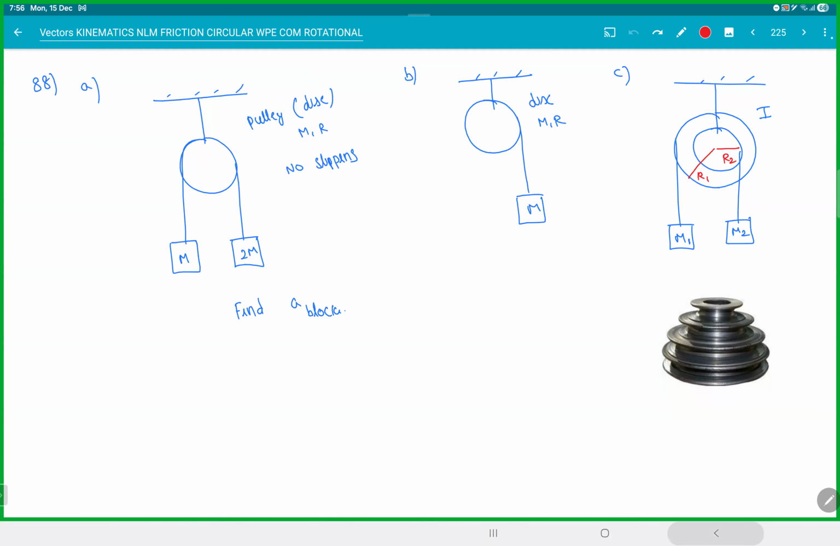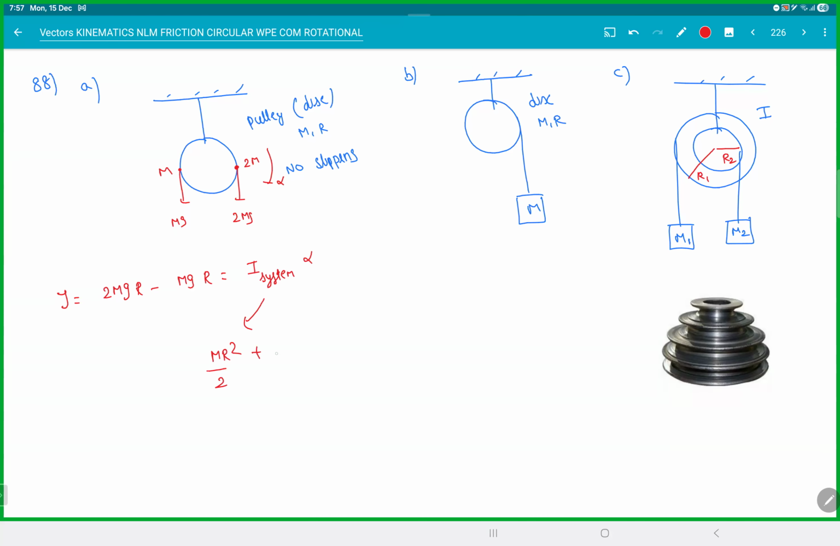Let's see. Again, shouldn't take much time if you actually remember this thing. So what you do, replace the blocks here, 2m and m. Assume alpha is this way. So this is 2mg and this is mg. If you take torque about the center, the 2mg is supporting alpha, 2mgr, and mg is opposing this, mgr, is equal to I of the system into alpha. What is I of the system? You got a disk which is mr square by 2 and we have two particles which is mr square and 2mr square. Same story here, replace this with a mass here. This is mg, so alpha will be mg into r.